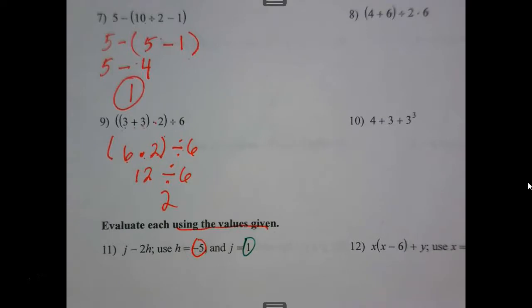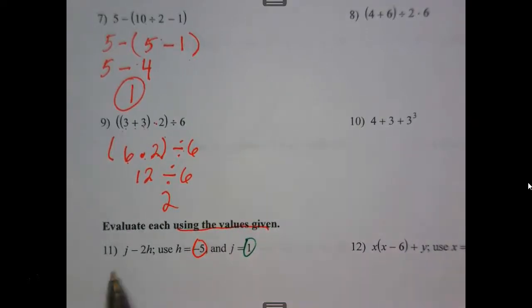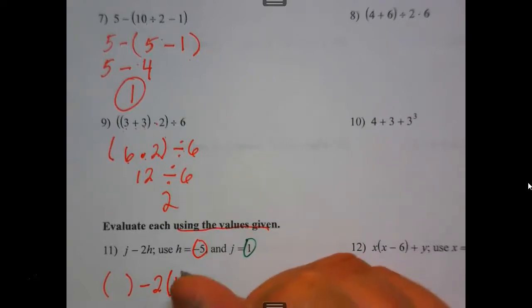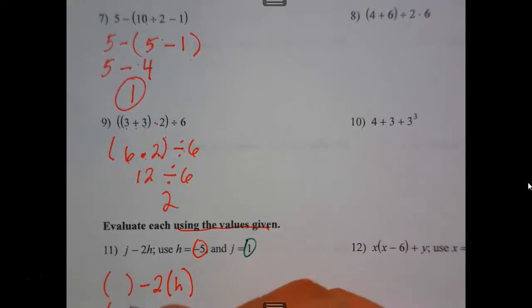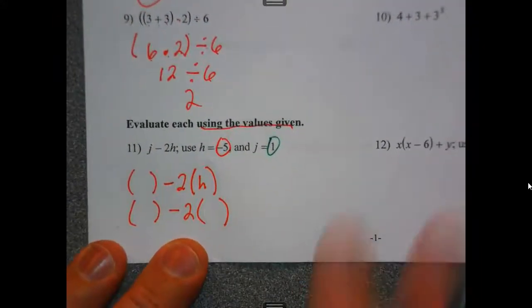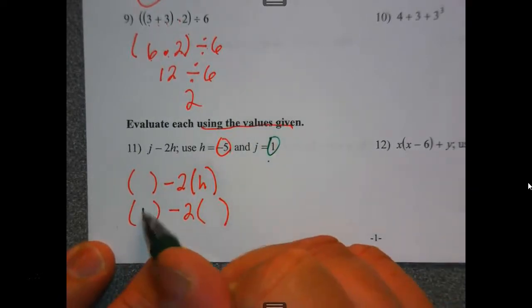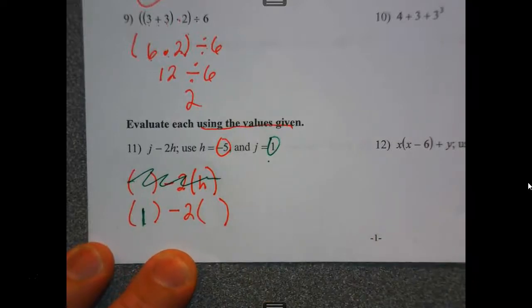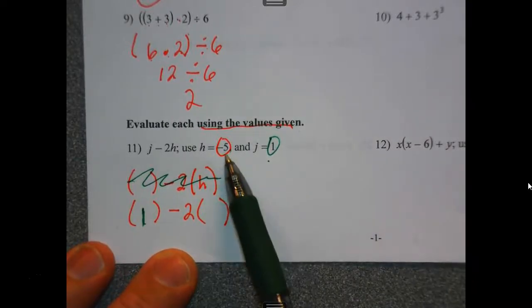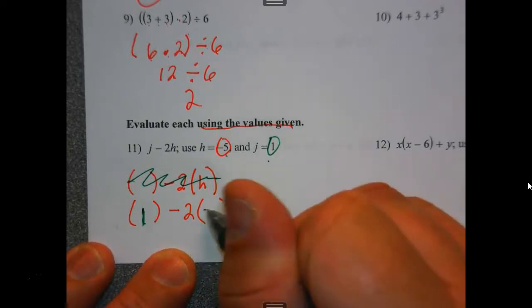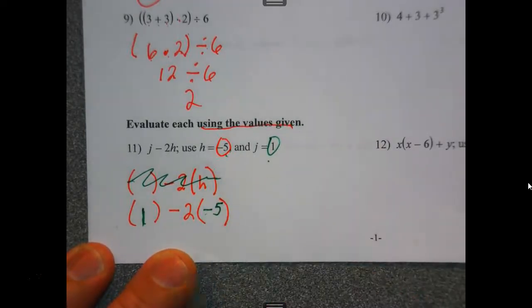And I'm going to tell you, rewrite the equation. So I have j, I'm going to substitute something for j, minus 2, and I'm going to substitute something for h. I'm going to put in something for j and something for h. All right, now for j, I'm going to put the 1. So here's j, put the 1. For the h, I'm going to put in negative 5. See how putting parentheses there really helps with the negative number.